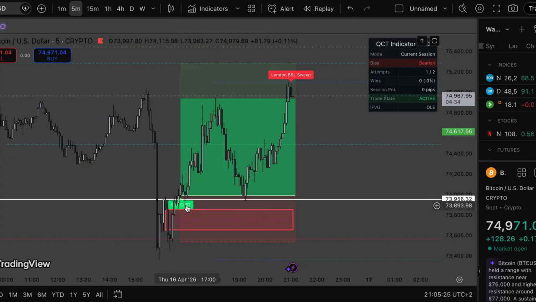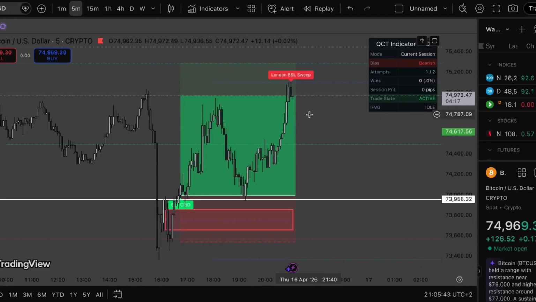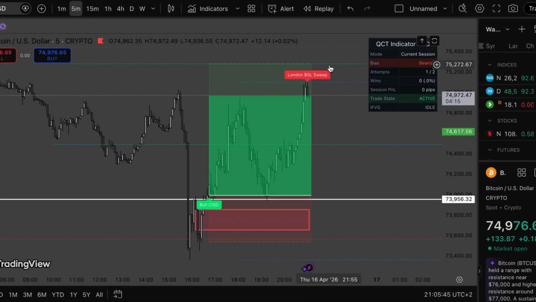It indicated a buy side CISD here, and this is after an inverse fair value gap. It put the SL, the stop loss, just below the last candle's wick here before the move, and then obviously on the liquidity here, which I think was the Asian highs.